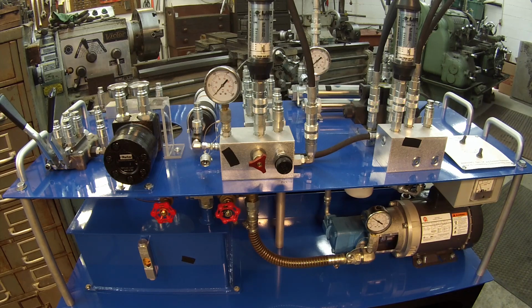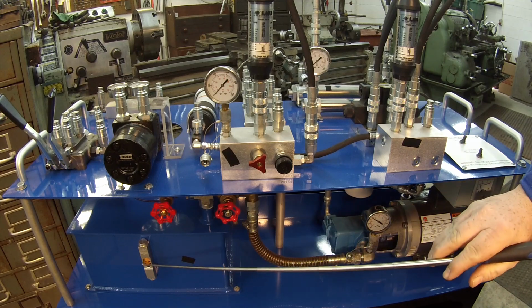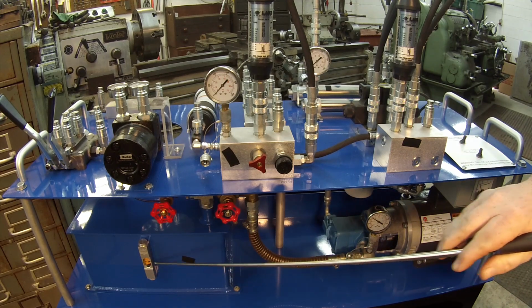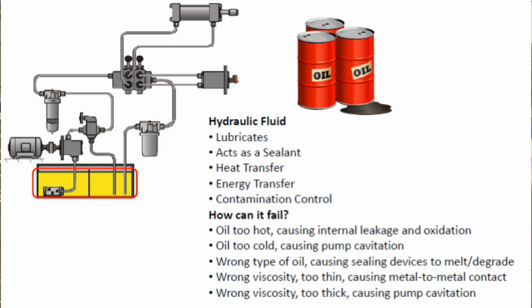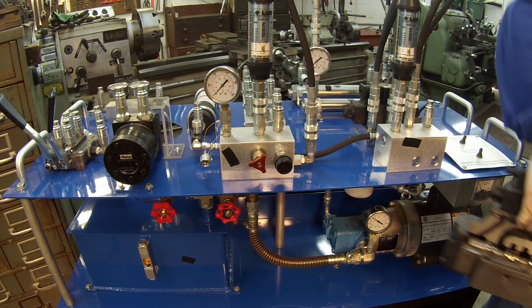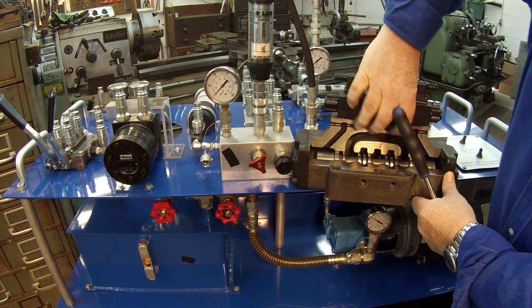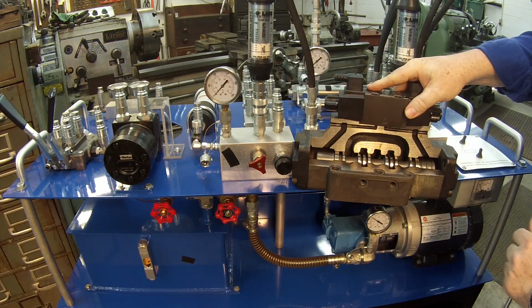Okay? Next thing we want to talk about is the hydraulic oil. Hydraulic oil is actually inside the tank, obviously. So hydraulic oil does lots of things. It lubricates your internal components. It acts as a sealant. And a lot of people don't realize that oil actually seals these different components right here.